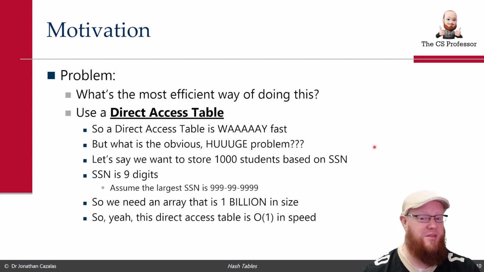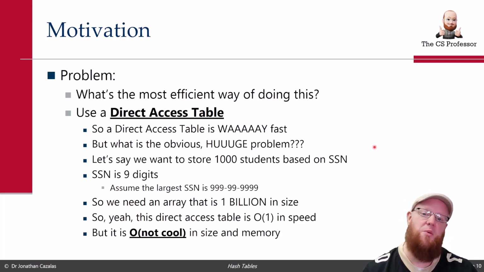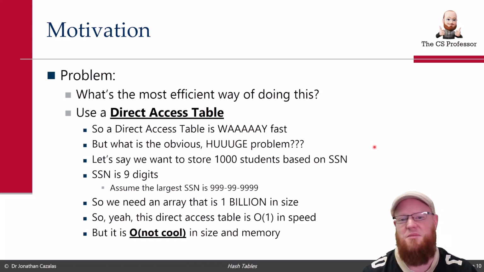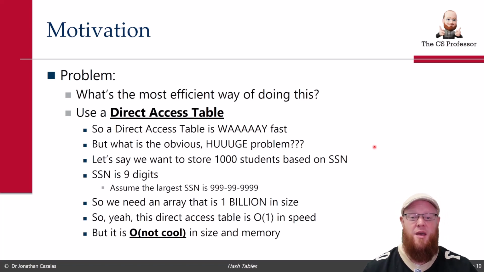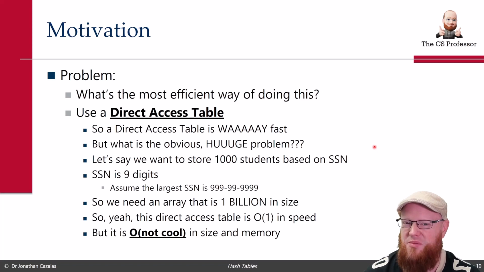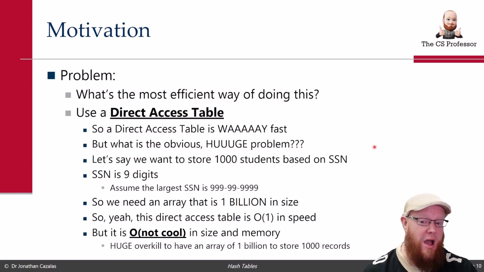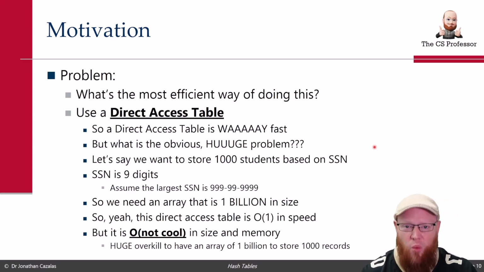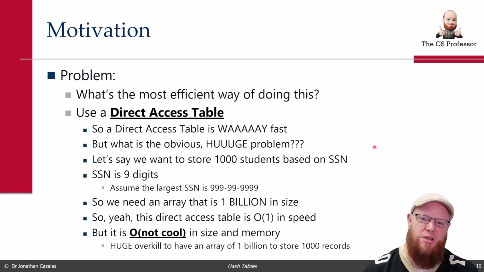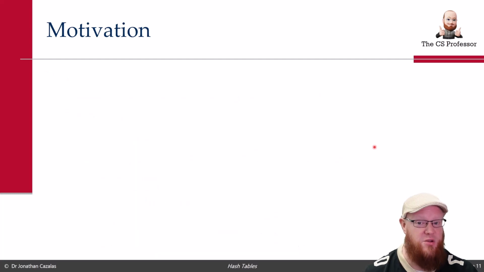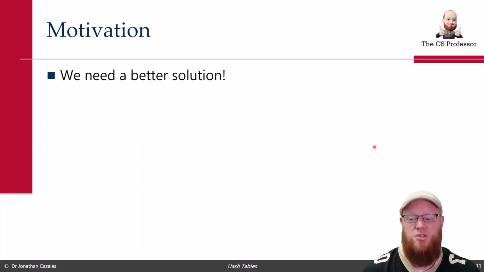So we end up with direct access, O of 1, in speed, but I say here we have O of not cool in memory, right? We end up having an array of size billion to store 1,000 people. That's a fail. That's a problem, but what's the but? But we got O of 1 insertion, O of 1 deletion, O of 1 access and searching. So we need a better solution.